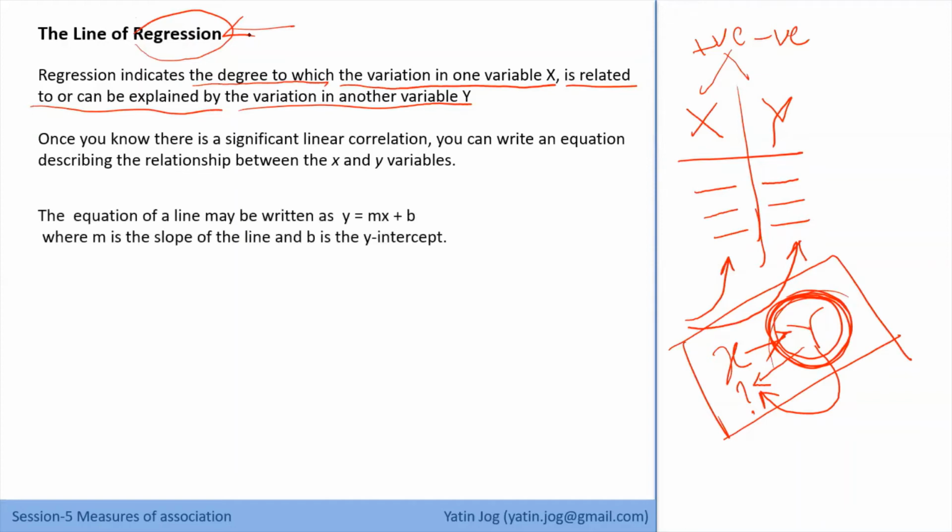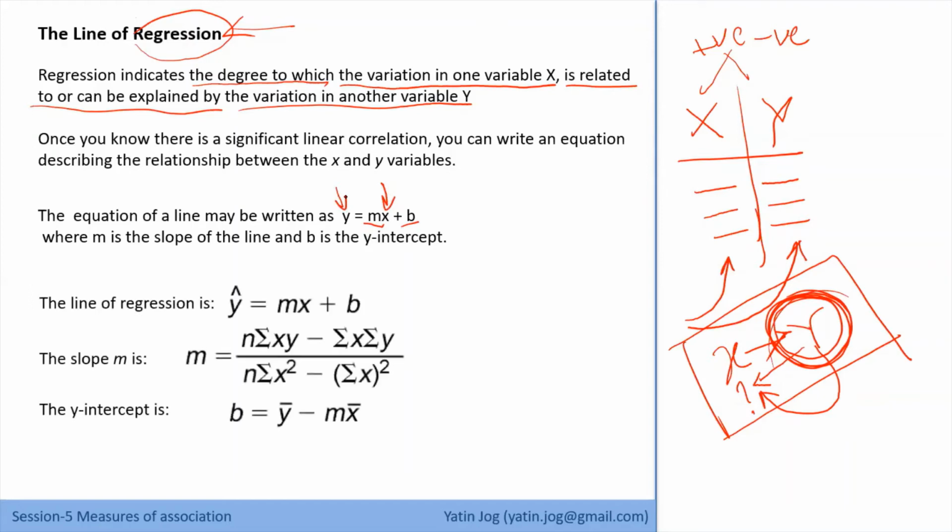The equation of a straight line is y equal to mx plus b, where m is the slope of the line and b is the y-intercept. So in case of regression, we need to calculate the value of m and the value of b, because x will be given to you. If you know m and b, you can easily predict the value of y. So how to calculate this m and b?